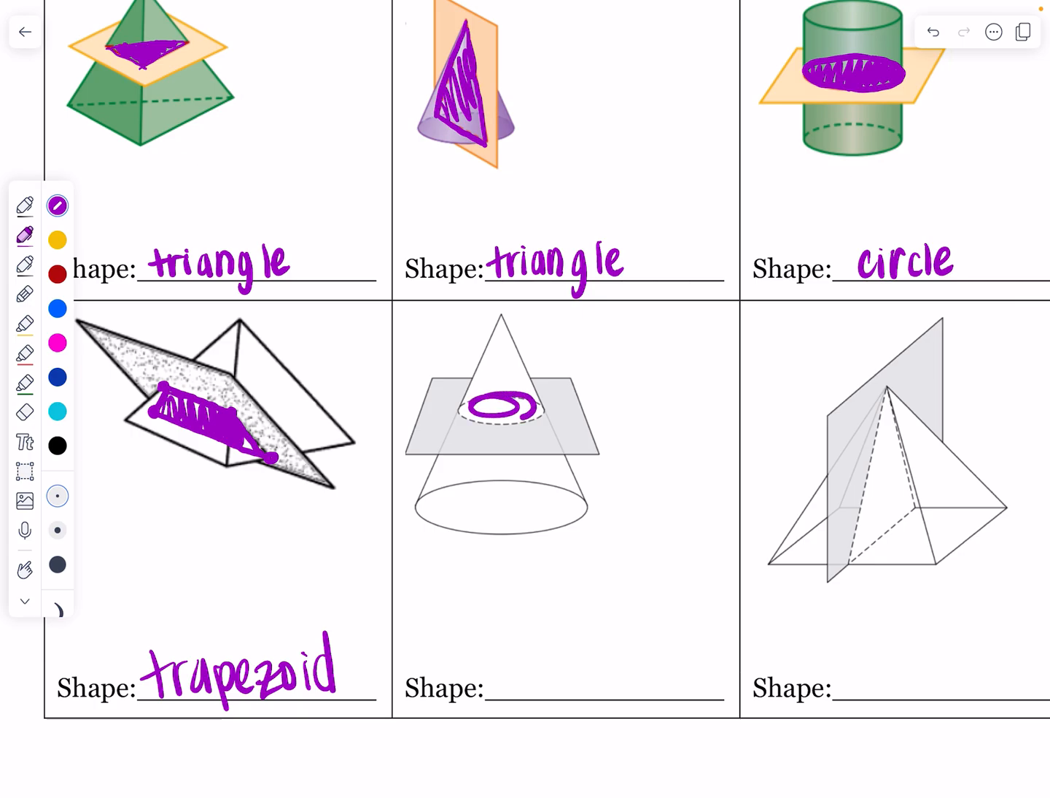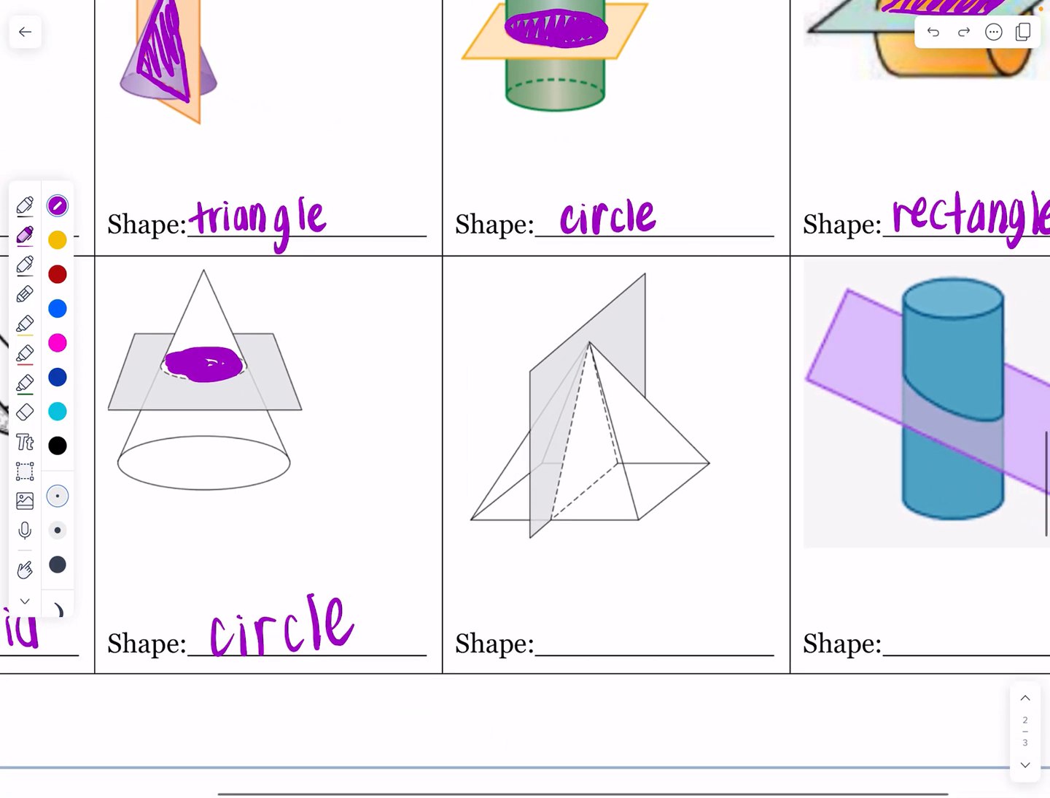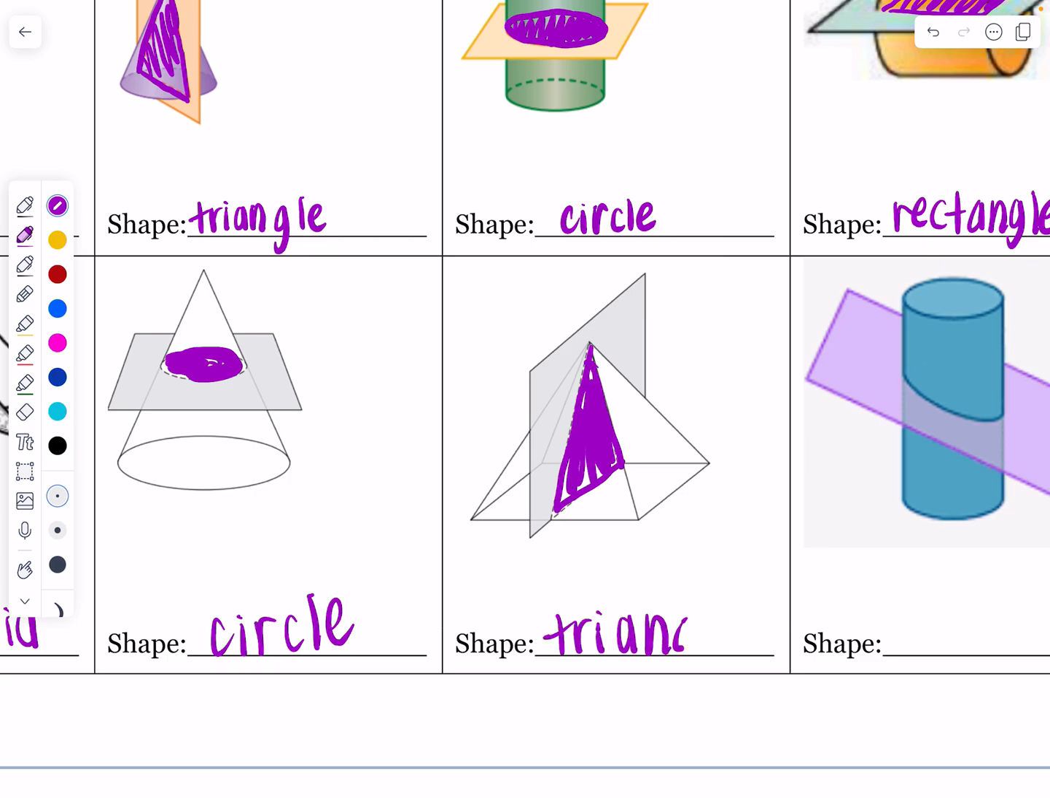So what if you took a party hat and you cut off the top of it? What shape would be left on top if you looked at it from above? That would be a circle. So we cut it horizontally, whereas on this one we cut it vertically and created a triangle. Okay. What if I take a pyramid and I slide a sheet of paper through it? What 2D shape would be left there? That would be a triangle.